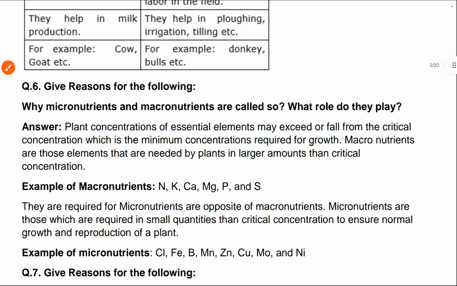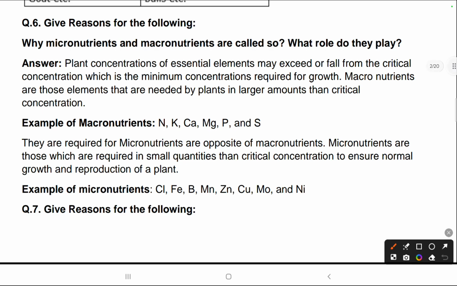Next question we have, sixth. Give reasons for the following. Why macronutrients and micronutrients are called so? What role do they play? Answer.